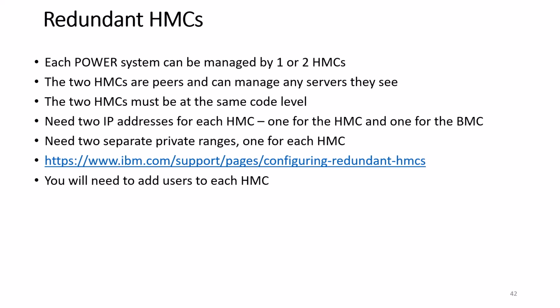You need two IP addresses for each HMC, one for the HMC, one for the BMC, and then you're going to need two different private ranges. Each HMC must have a different private range. They can be on the same public or administrative network for you to access them, but that private range that goes to the eBMC or the FSP needs to be a different one for each HMC. And there's a link in here to IBM's support page on configuring redundant HMCs. In terms of users, unless you're using LDAP, you'll need to add users to each HMC. It does not automatically copy them between HMCs for you.